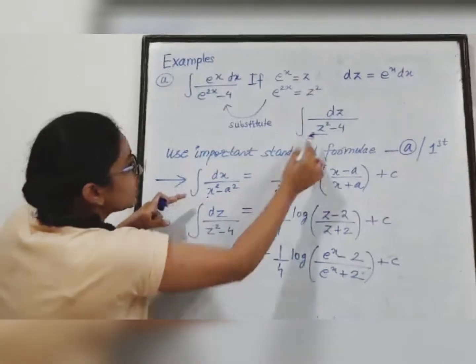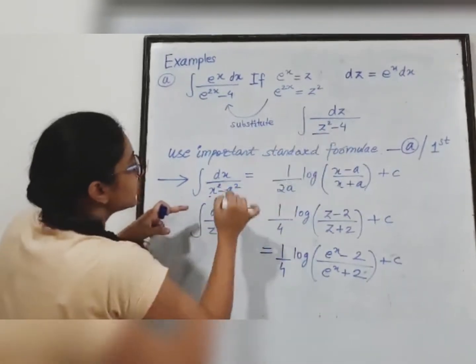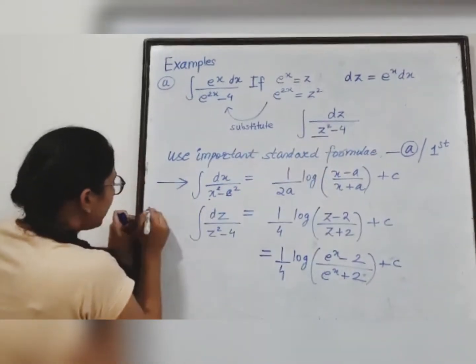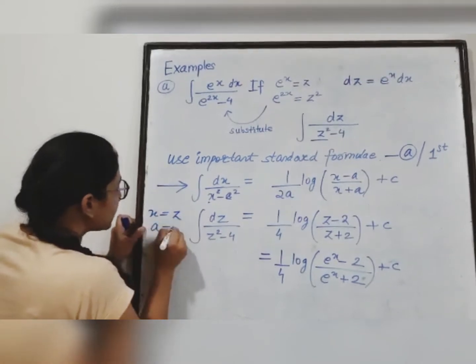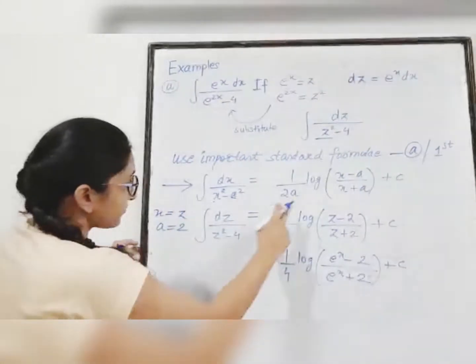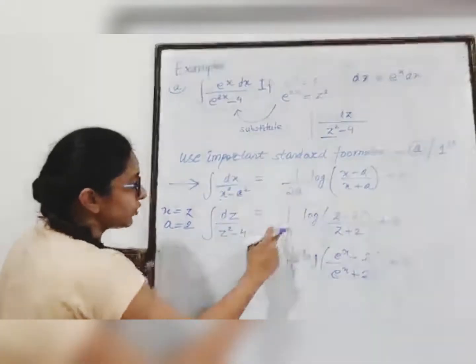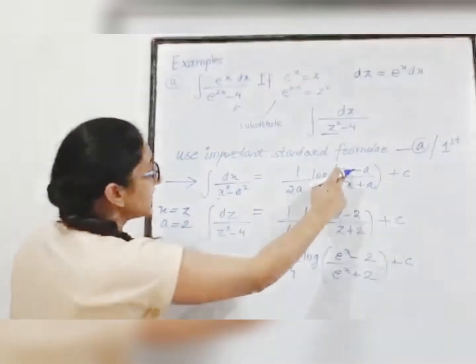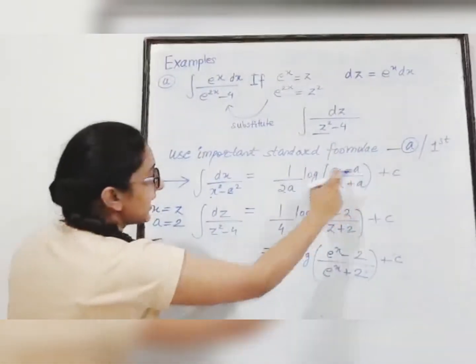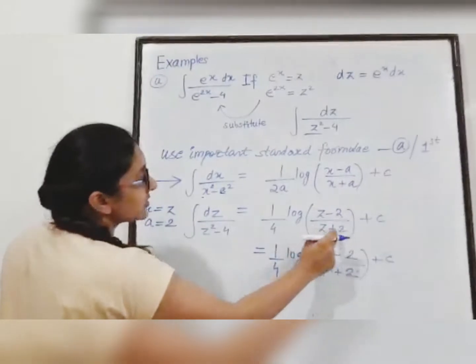Here x is substituted as z and a is 2, so a square will be 4. So x is z and a is 2, and we substitute. So 1 by 2a, that is 1 by 2 into 2, that is 1 by 4. Log of x is z, so z minus a is 2, so z minus 2 upon z plus 2.